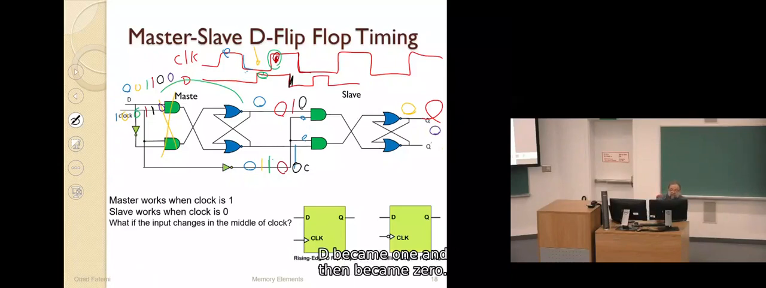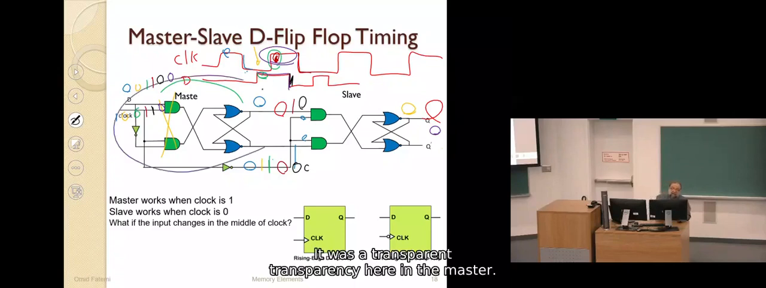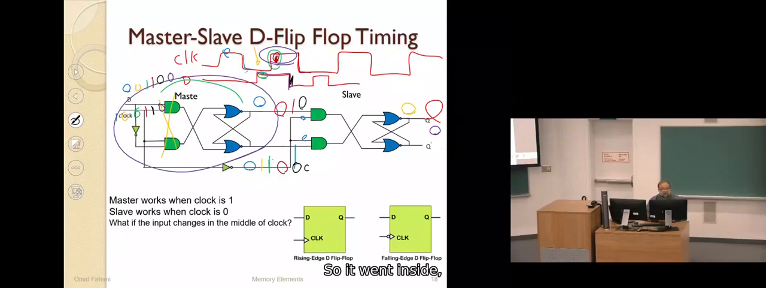D became 1 and then became 0, but we didn't see the effect of D becoming 1 on the output. Why? Because during the time that D became 0, the clock was high. It was transparent here in the master. So it went inside, but it is still there until the next clock comes.